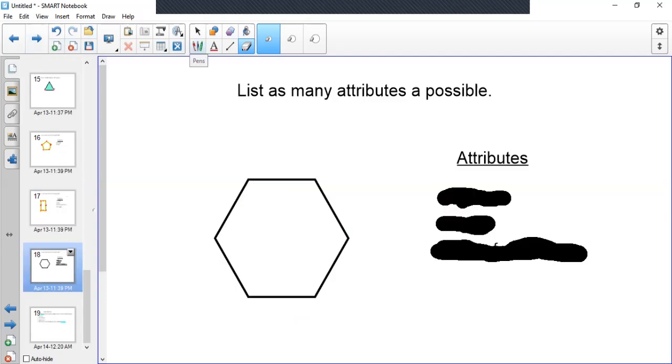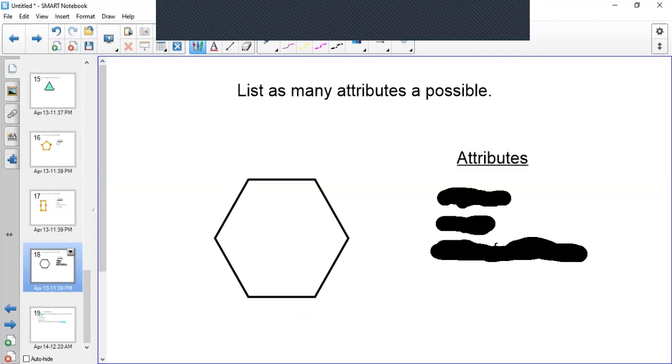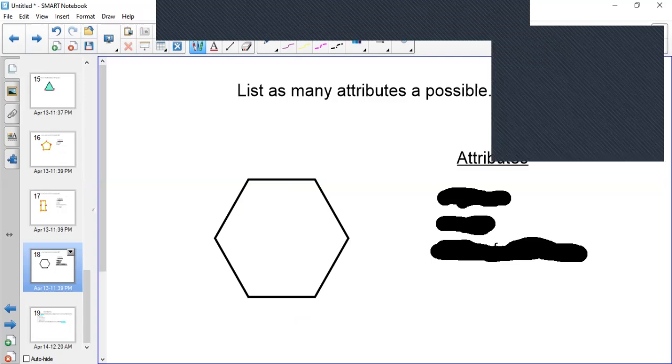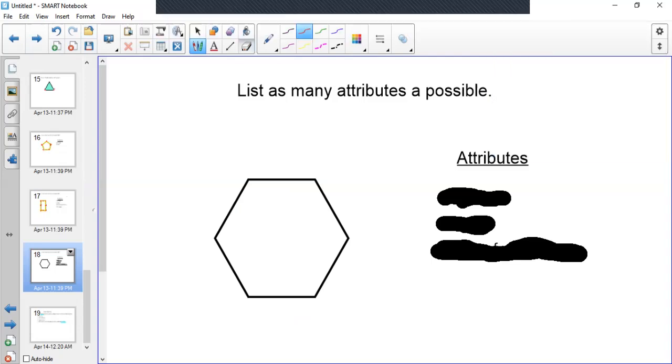Okay, so right now we're looking at a hexagon. Let's go ahead and take 1 minute to list as many attributes as possible for this hexagon. All right, here we go. Let's see what the first attribute is. 6 vertices. Thumbs up if you were able to find 6 vertices. Excellent job. Let's highlight them.